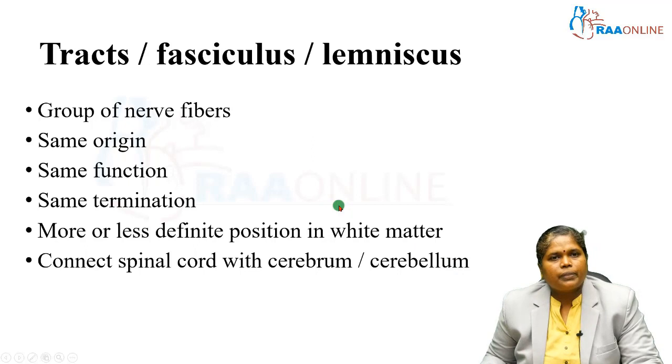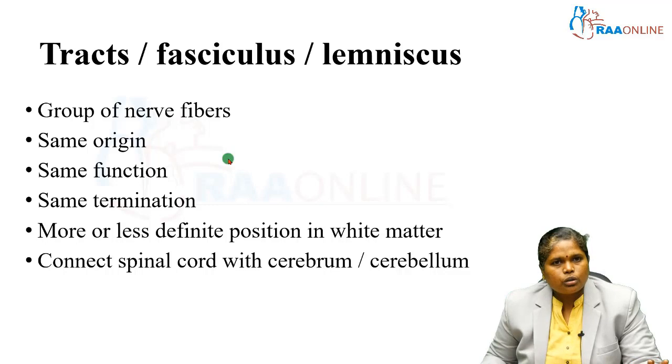First of all, we use different terminology like tract, fasciculus, lemniscus. All these terms denote a group of fibers which have the same origin and carry the same function, and they will have the same termination. These group of fibers will have a more or less definite position in the white matter of the spinal cord, and it connects the spinal cord with either the cerebrum, cerebellum or the brainstem.